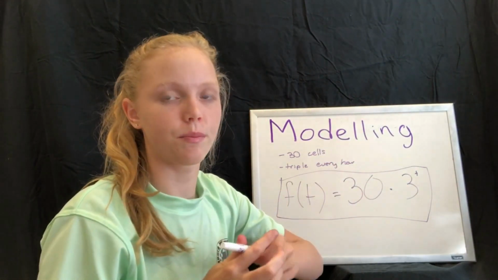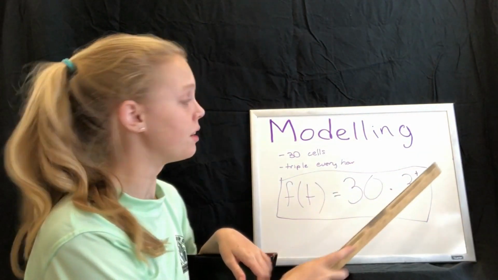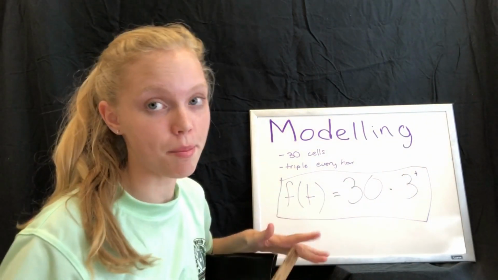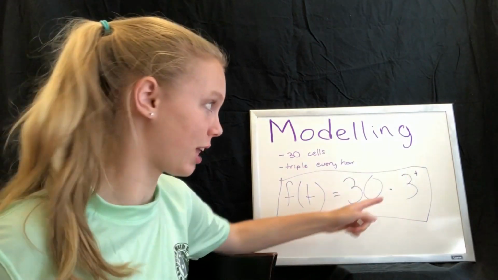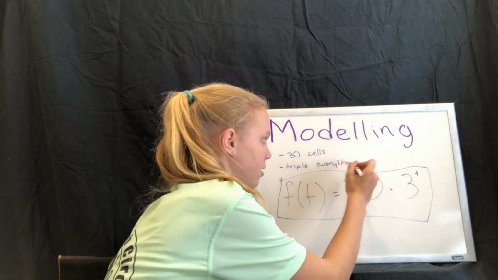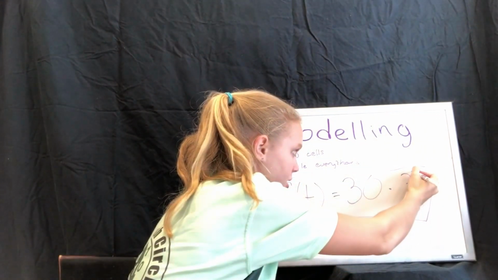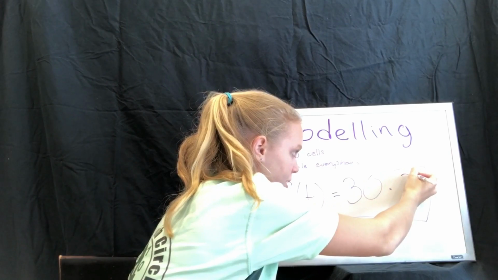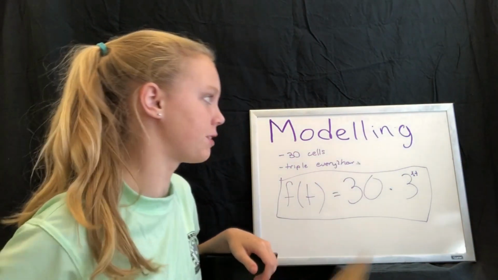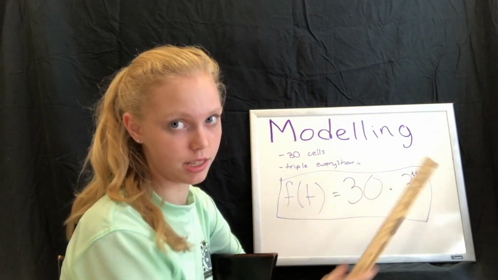This is the basic layout of every single modeling function you're going to do: an original value times an exponential value to the number of t's it takes for that exponential to occur. If it tripled every 2 hours, we would have 3 to the half t, because it's only going to triple half of the number of the t. Like if t were equal to 4, it would only triple 2 times. So we have to have that.